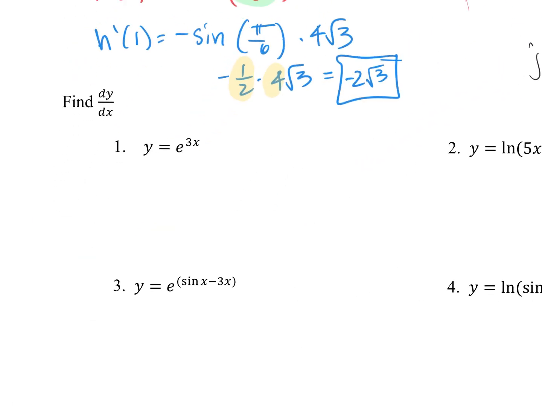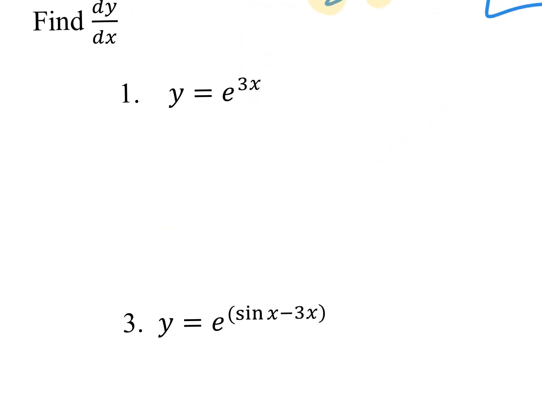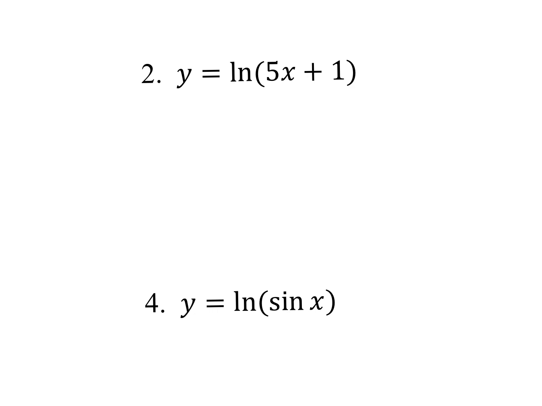All right, let's keep practicing. e to the 3x. Derivative of e is e to the 3x times the derivative of the inner, 3. Could we just say 3e to the 3x? Yes. That's it.